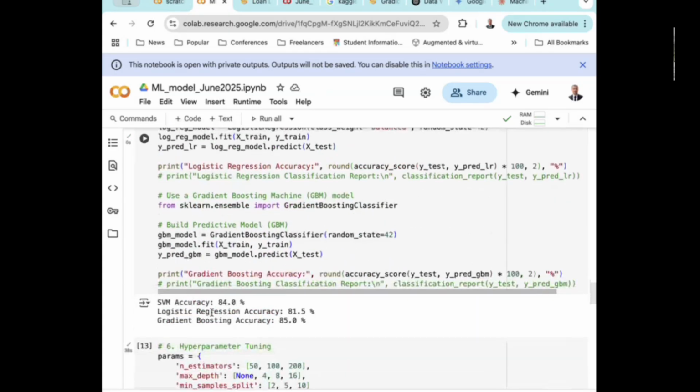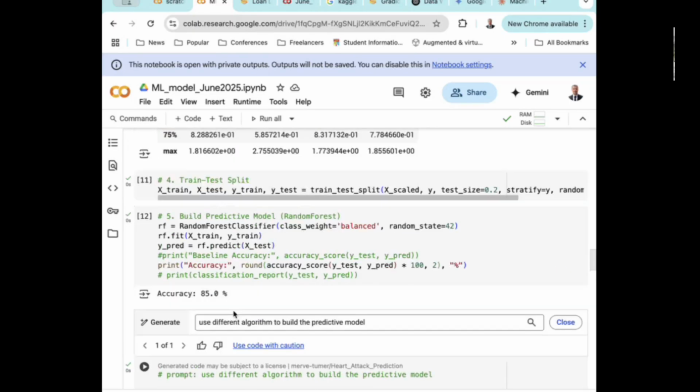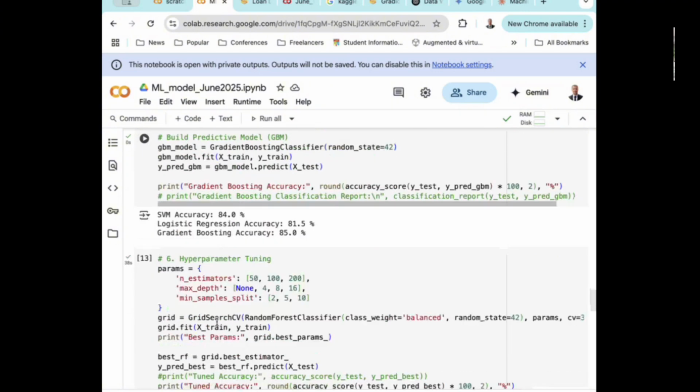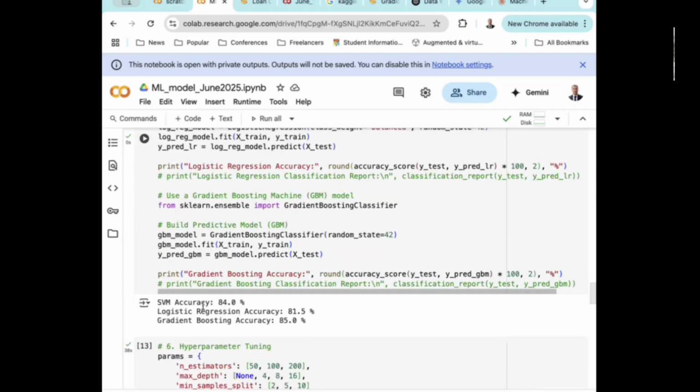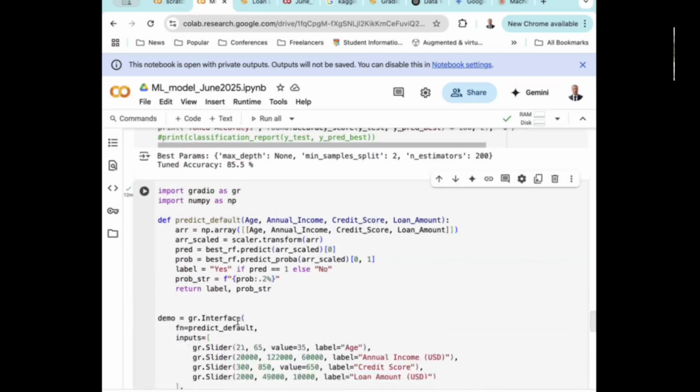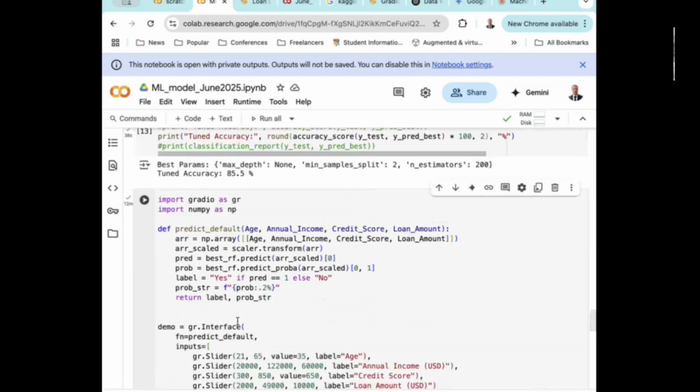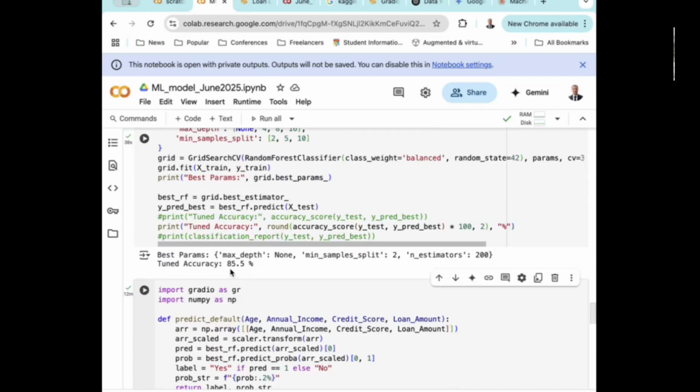Yes, support vector machine gives us 84, logistic regression 81.5, gradient boosting accuracy 85.0. Random forest is 85 after tuning, then 85.5 support vector machine provides us, and gradient boosting accuracy provides us 85, and this one 84. After tuning those two algorithms, we might go beyond 85.5. We might get higher accuracy than the tuned random forest.